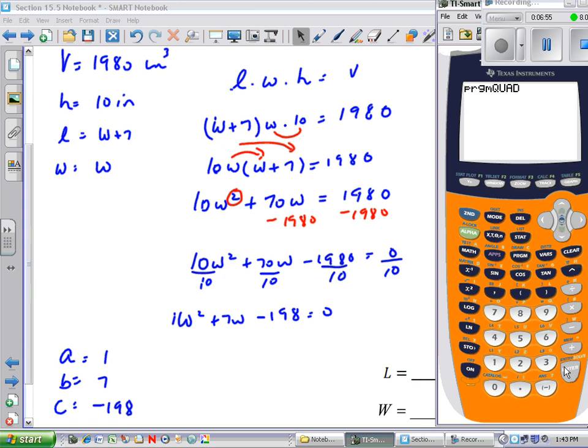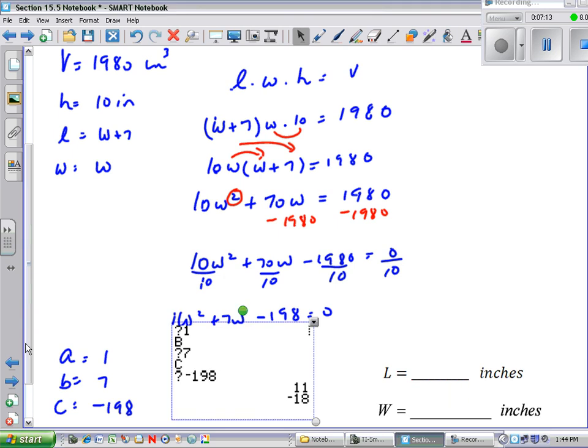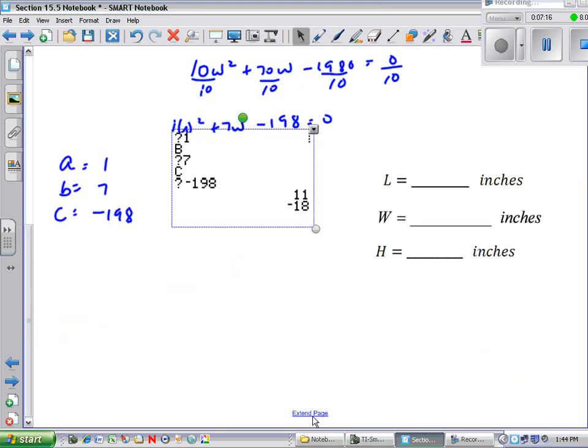Press enter again, and then type in your A, B, and C. A is 1, B is 7, C is negative 198. And you will see that W will equal 11 or negative 18. W is equal to 11 or W is equal to negative 18, but we know that width cannot be negative, so the width is actually 11 inches.